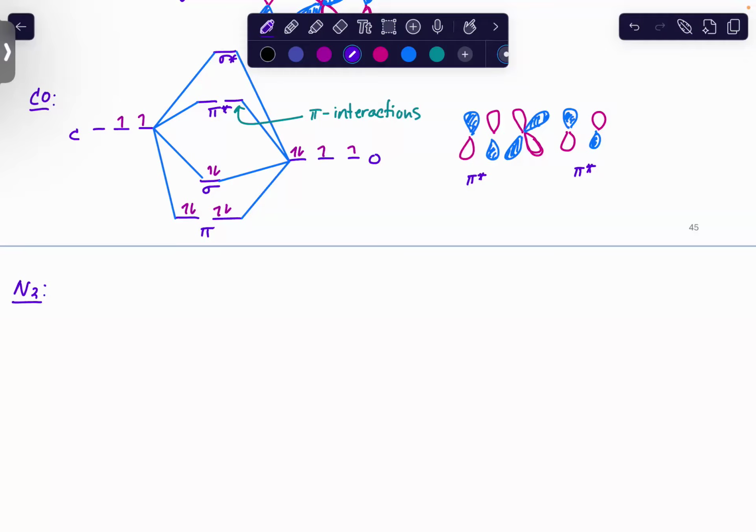Okay. Each nitrogen has a valence shell 2s2, 2p3. So just go for the 2p level.